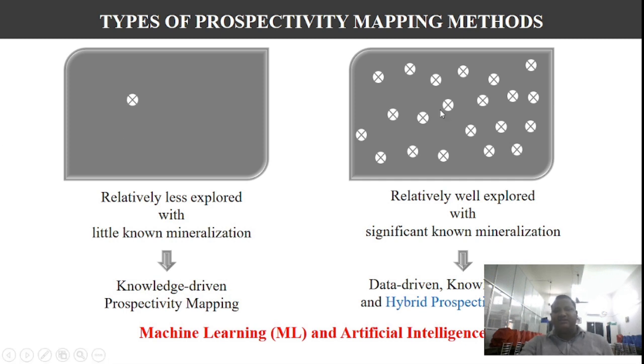So on the basis of greenfield and brownfield, the prospectivity mapping exercise is classified as knowledge driven, which is applicable in greenfield areas, and data driven, which is applicable in brownfield areas. In brownfield areas, both data driven and knowledge driven, and the combination of data and knowledge driven, which we usually refer to as hybrid prospectivity mapping techniques, can be applied. And nowadays, in the digital era, several machine learning and artificial intelligence algorithms are also very widely being used in prospectivity mapping exercise. This includes artificial neural networks, support vector machines, and several random forest algorithms.